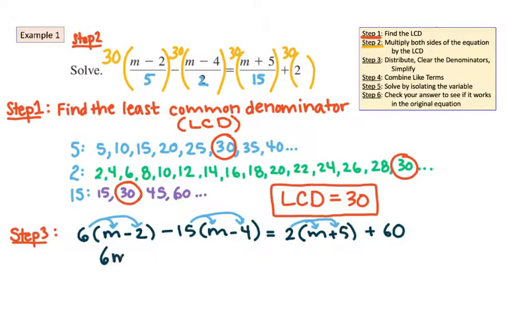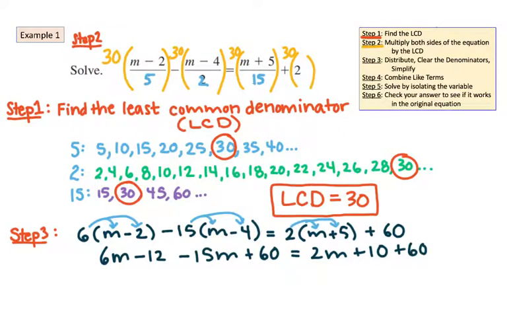So we get 6m minus 12 minus 15m plus 60 equals 2m plus 10 plus 60. And now we'll combine like terms. 6m minus 15m is minus 9m. Minus 12 plus 60 is plus 48. And then on the other side of the equation, we will have 2m plus 10 plus 60 becomes plus 70.